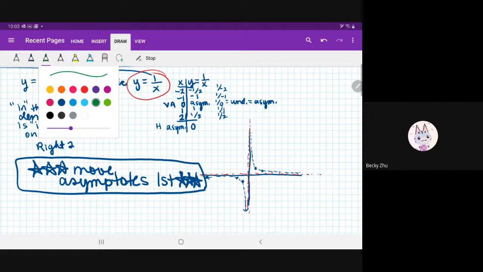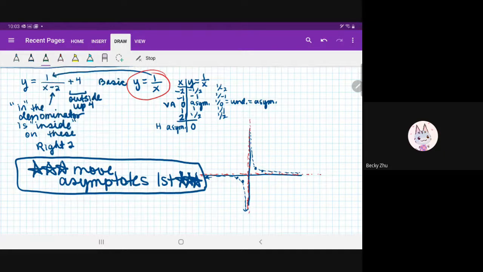I wonder what color you would see the best. I guess we'll go with green. I think light green will be too light. Okay, so I'm going to move the asymptote. So the vertical asymptote, and actually look at the.